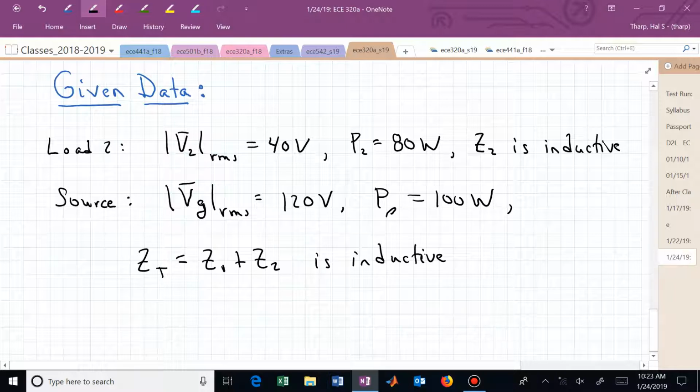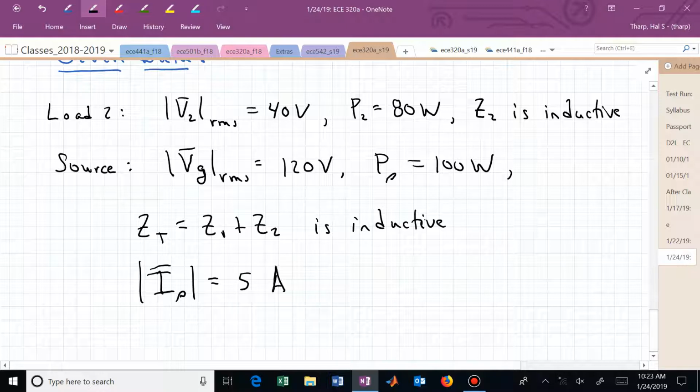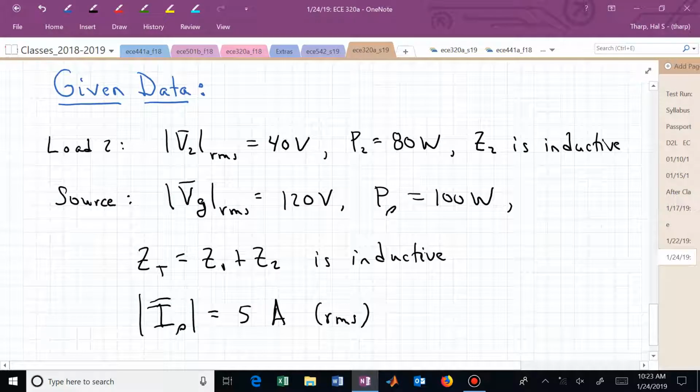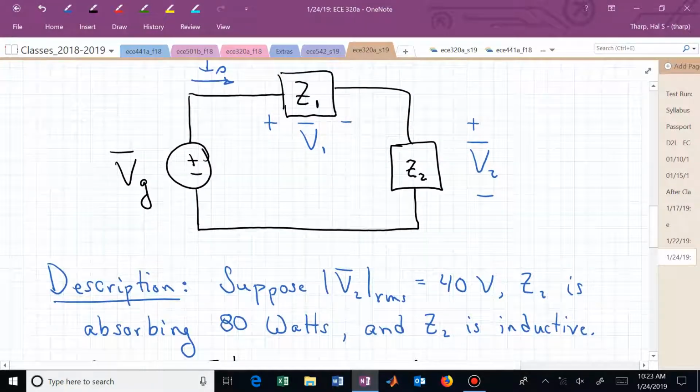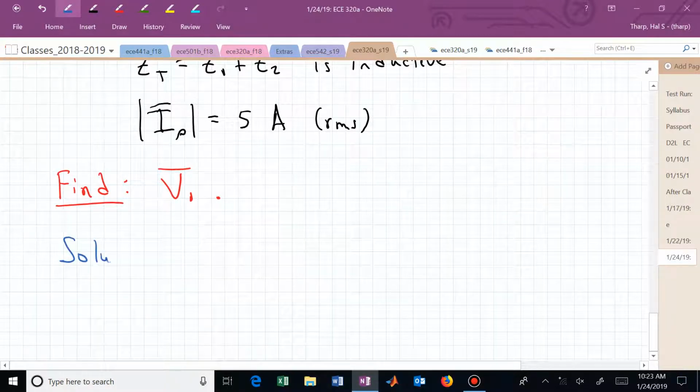So if we added up Z1 and Z2, we'd better have a positive j term. We were also told that the magnitude of the current flowing through that series circuit was 5 amps. And what we want to do is find V sub 1. That would be easy if this was a DC circuit problem, because we're given VG and V2 in a series circuit, and we could find V1. But now we have to remember that these are phasor quantities, and it's not just working with magnitudes. So let's look at finding that voltage phasor for V1.